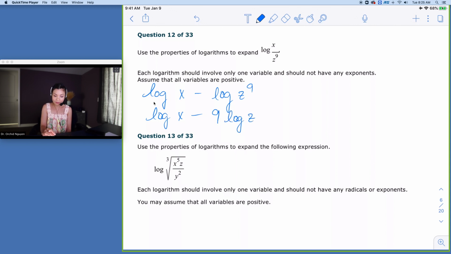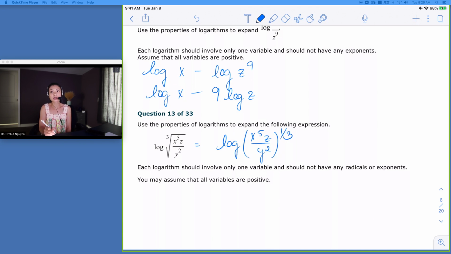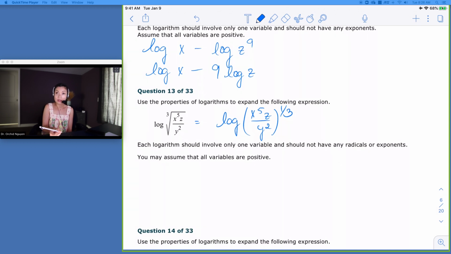I understand that you can definitely do it in one step. Okay, so you see right here what I have is the cube root, so we should definitely rewrite the problem before we expand the expression. So instead of writing cube root, I'm just going to write it to the 1/3 power. Okay, so what I have is 1/3. You bring it to the front.